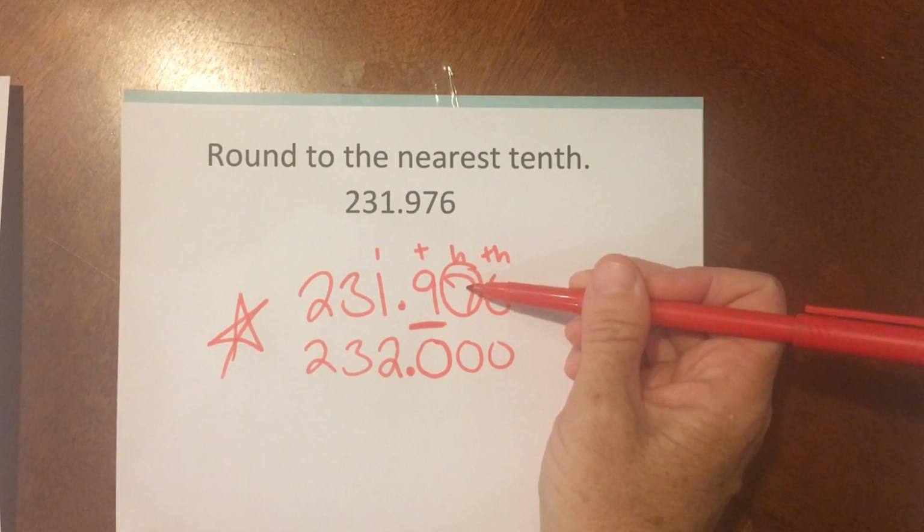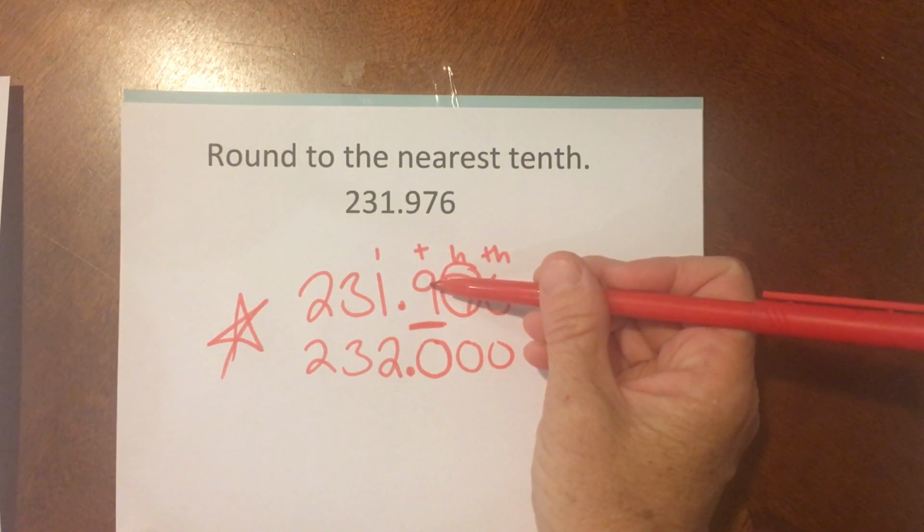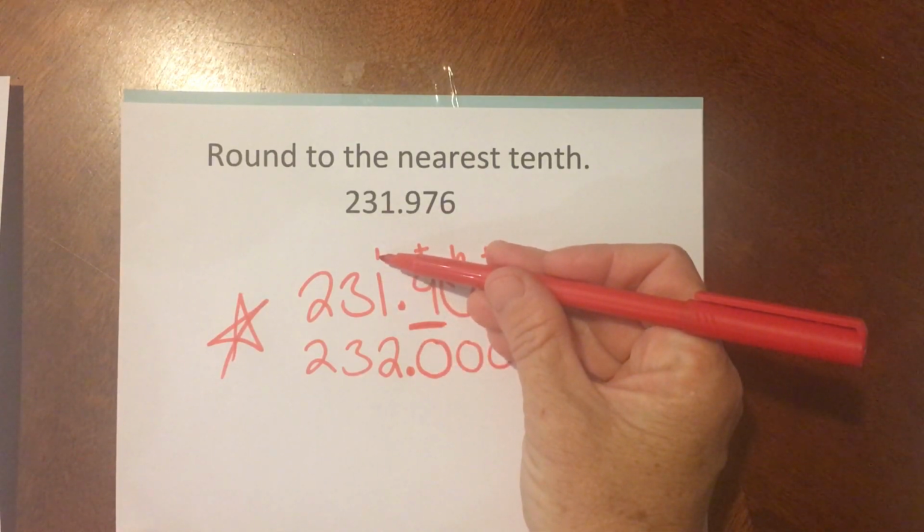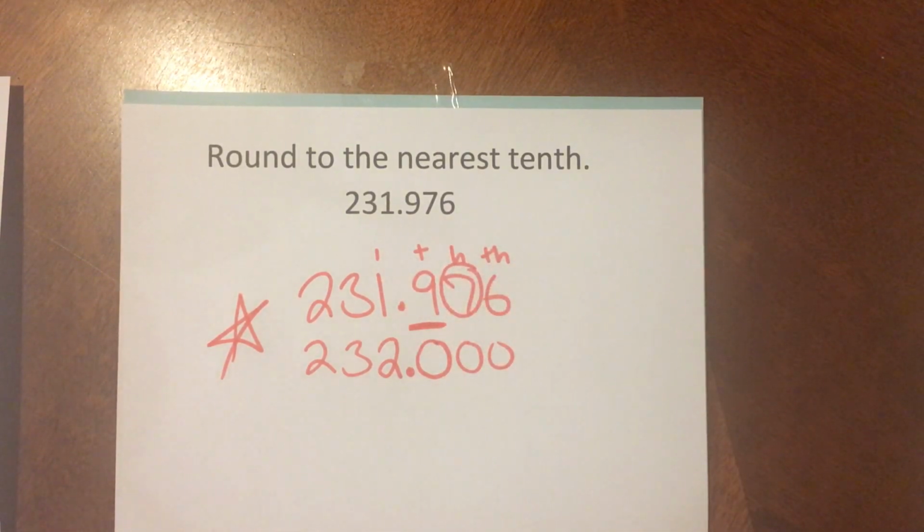7 said, I'm a 7, so go up the line. Well, 9 became a 10, so I put a 0 and then I added the 1 to the next one, just like we do with regular addition. Okay, so let's try some together now.